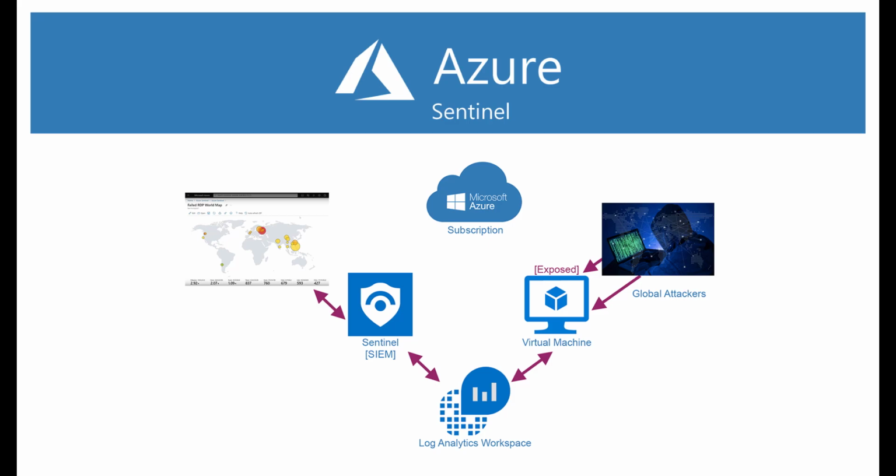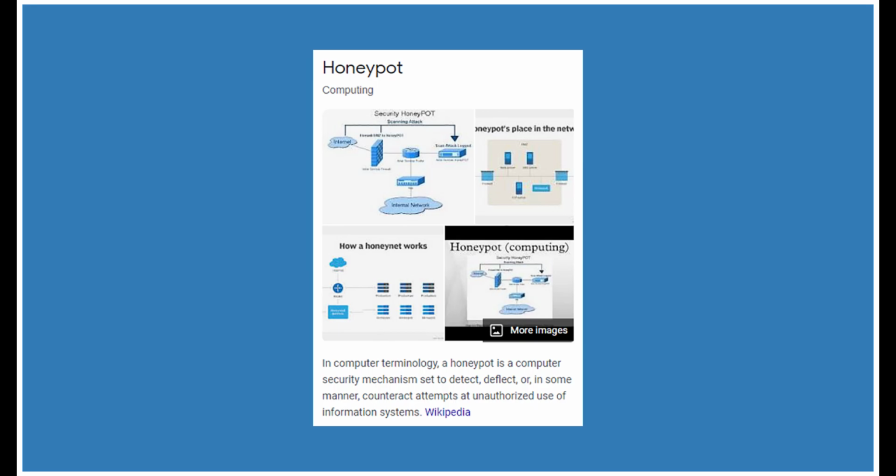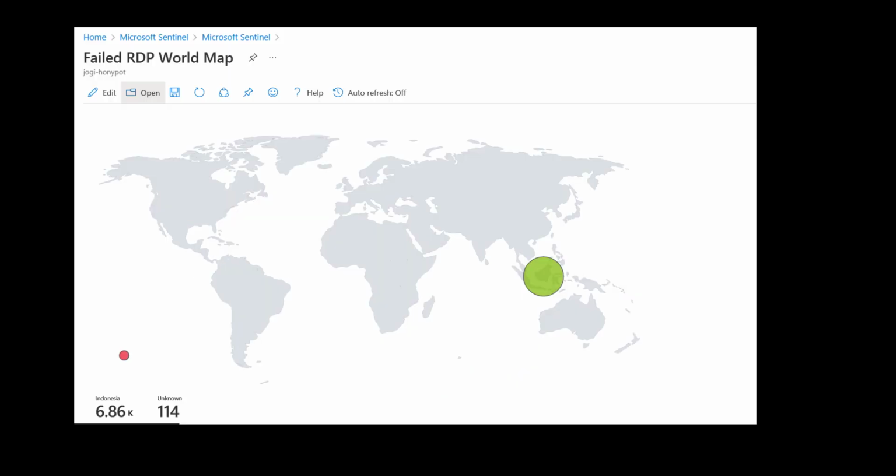Hello everyone. In today's video we are going to set up Azure Sentinel, which is a cloud-based SIEM, as well as a virtual machine in the cloud, which is going to be our honeypot. We are going to make it extremely vulnerable to the internet, and then we are going to monitor and log lots of attacks from different IP addresses from different countries, all over the world. And then we are going to take that data and display it on the map, so we can see where all those attacks are coming from.